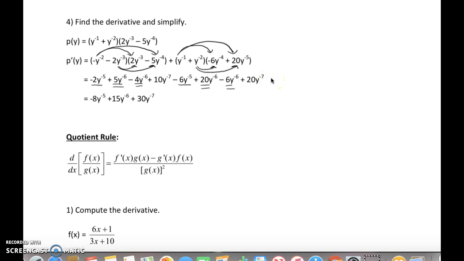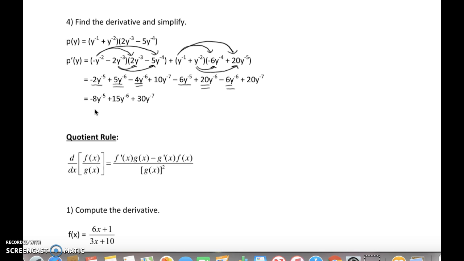Now we have a lot of terms that are going to combine here. We have a negative 6y to the negative 5, and we're going to add that to negative 2y to the negative 5, which ends up with negative 8y to the negative 5.